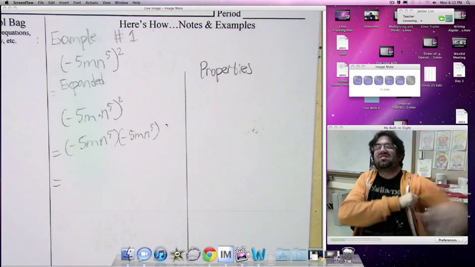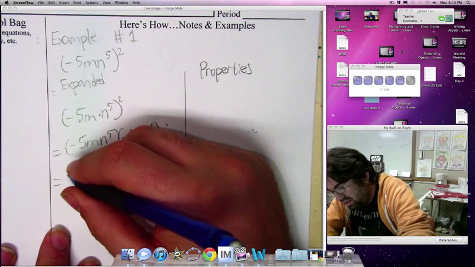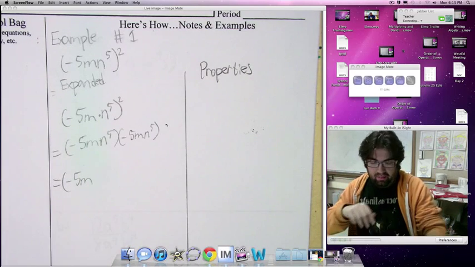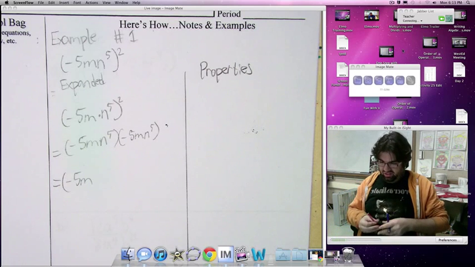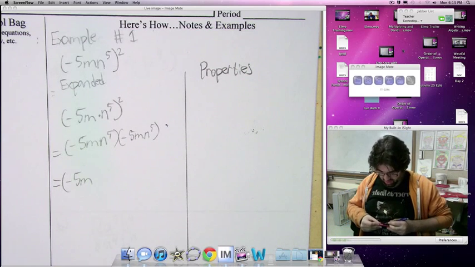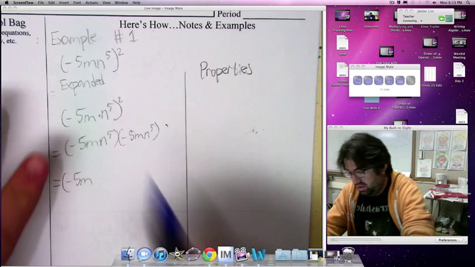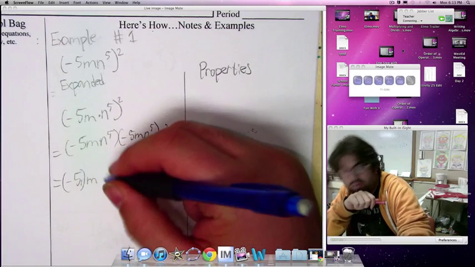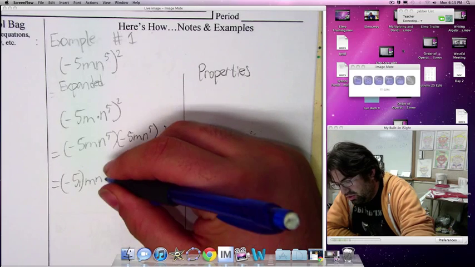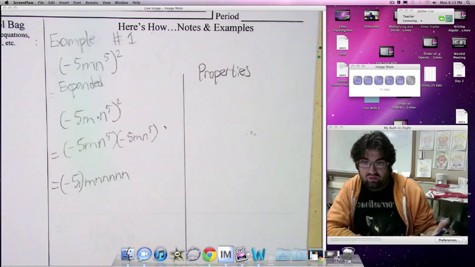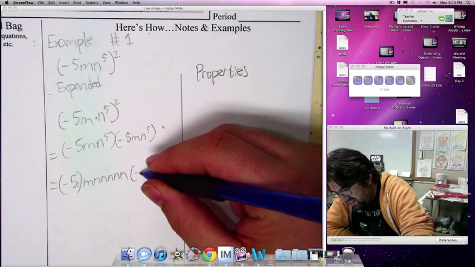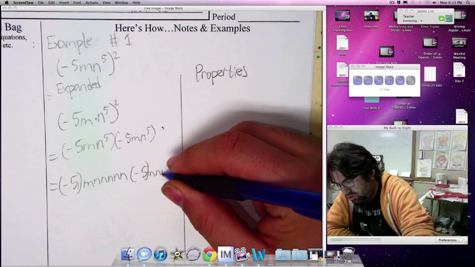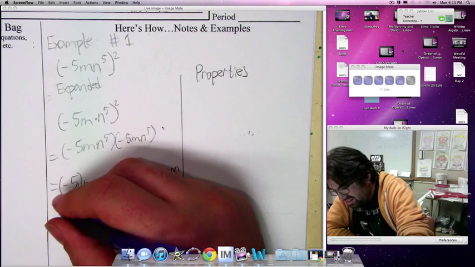Now we've got to think, well, what's inside of each one of them? We've got negative 5 and m, which are pretty easy, right? And this gets a little tricky. Do you need parentheses? Do you not need parentheses? I could go either way on that. I would put negative 5 in parentheses. Everything else doesn't have to be, just because that makes it look better. 1, 2, 3, 4, 5 n's, right? And then I'm going to write the same exact thing again. Negative 5 in parentheses, m, then 1, 2, 3, 4, 5 n's.